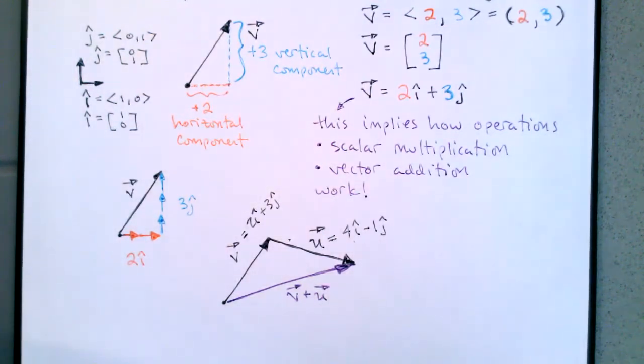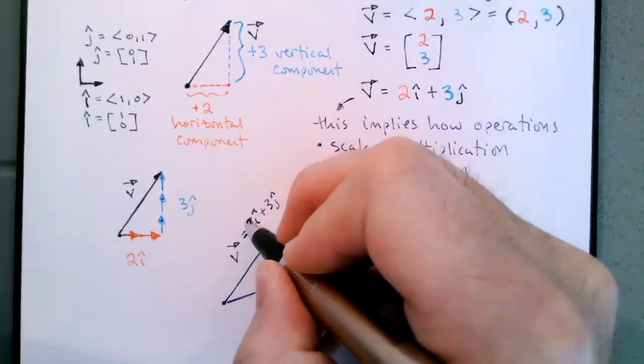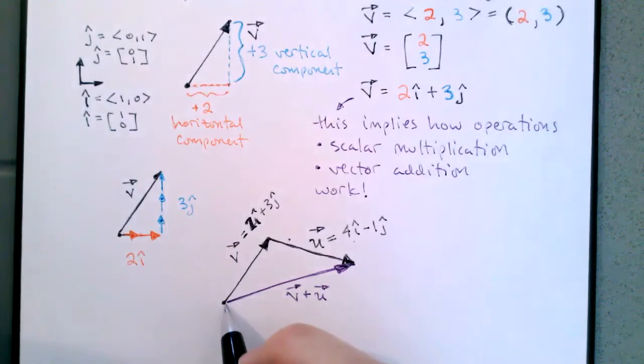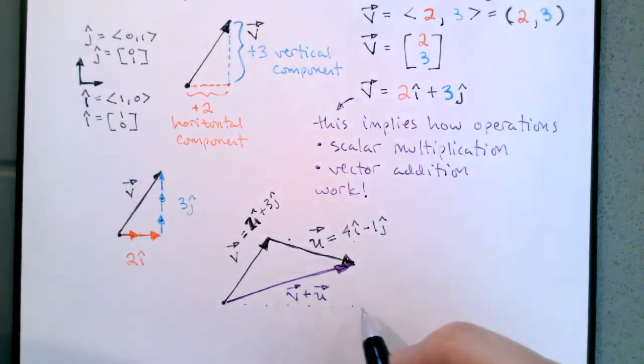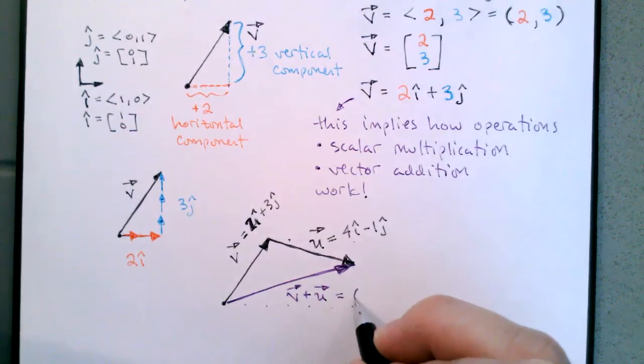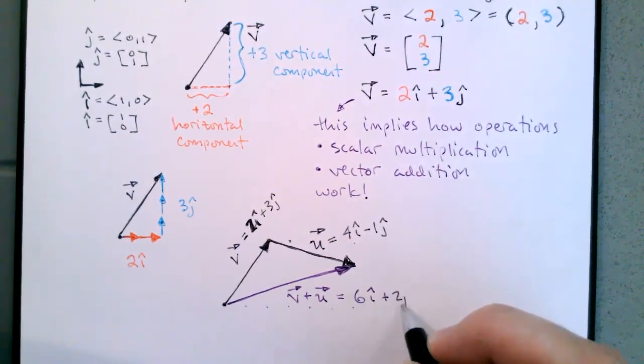Take a look at what the vector v plus u is. Look at the vector v plus u. I go 1, 2, 3, 4, 5, 6 horizontally, and then 2 vertically. So v plus u is 6i plus 2j.